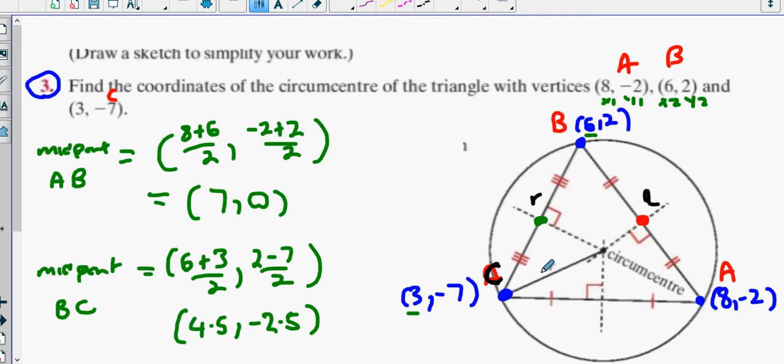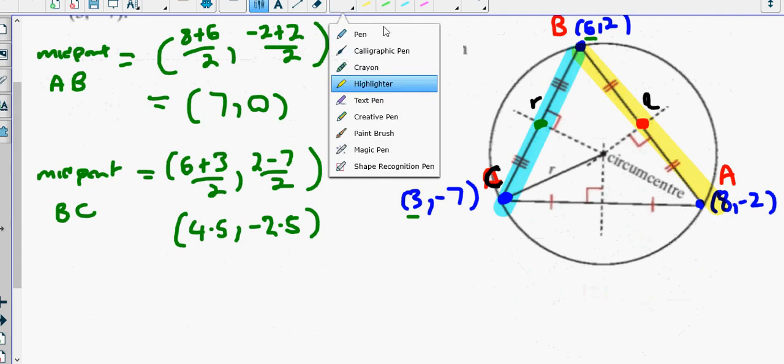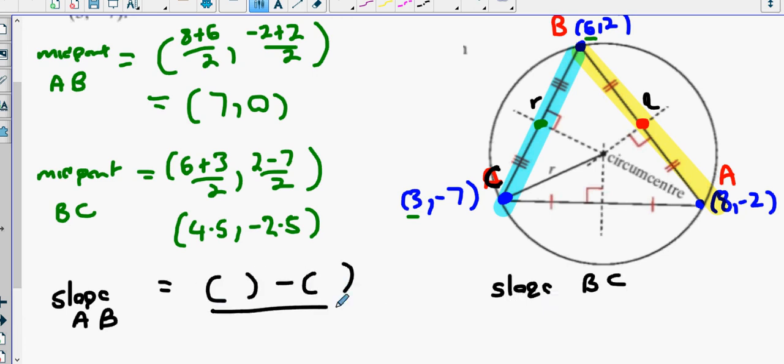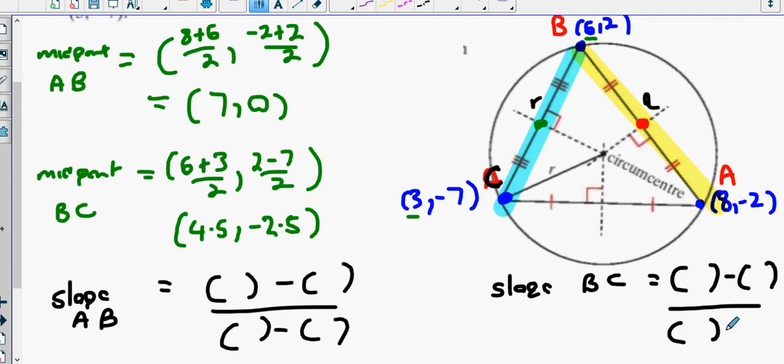Okay. Next thing I need to do is find the slope of AB, and I also need to find the slope of BC. So I need to find those two slopes. Okay, so I'm going to use the slope formula. Slope AB, and then we're going to find the slope of BC as well. Now I do y2 take away y1 over x2 take away x1. I tend to do them in brackets like this. Then I let the calculator do all the work for me.